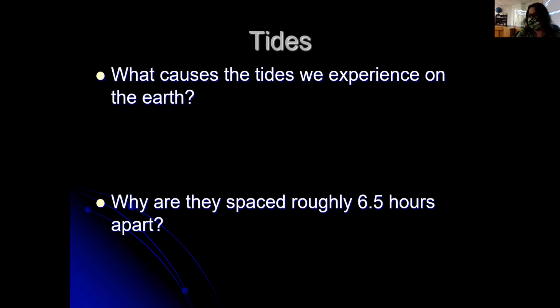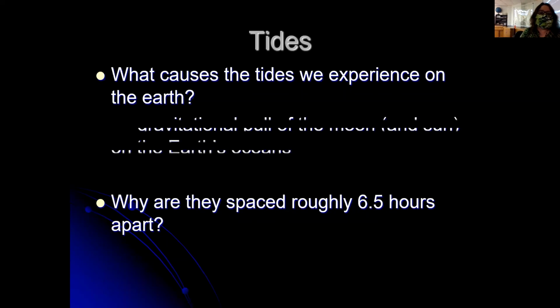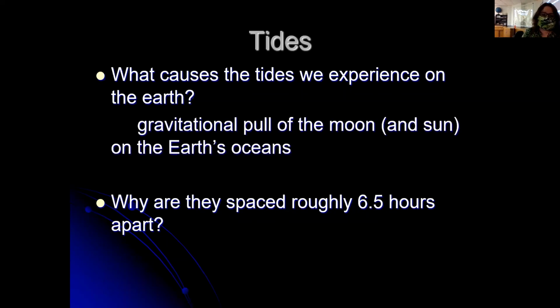The sun is a million times larger, but it's too far away to have a huge effect. And why are they spaced roughly 6.5 hours apart? So you have a high tide, then 6.5 hours later a low tide, and then a high tide, and then a low tide. So 4 times 6, roughly what? All right, so roughly 24 hours, and that's all due to the Earth's rotation.